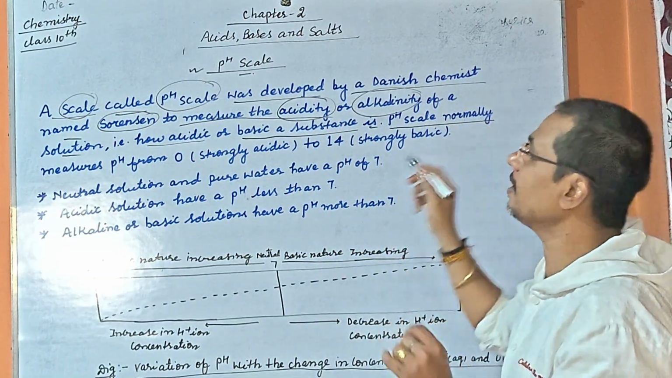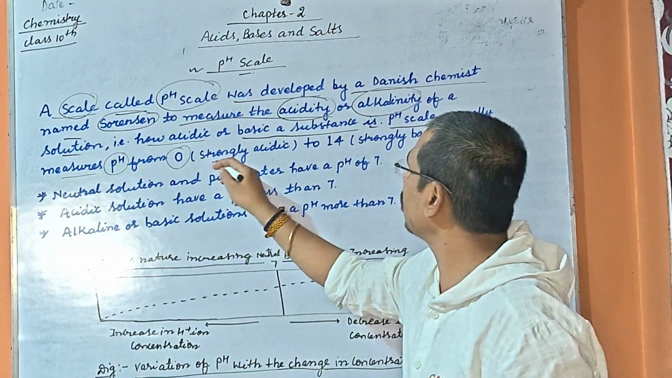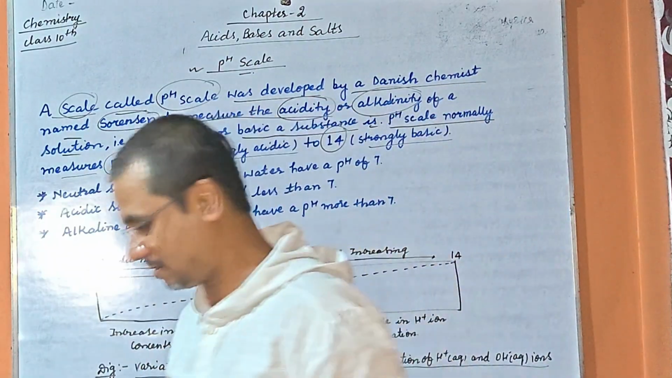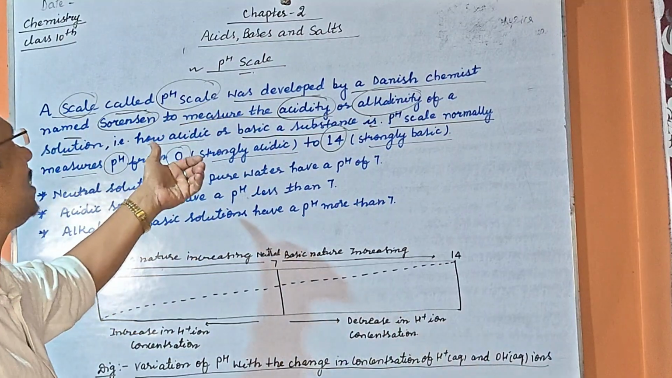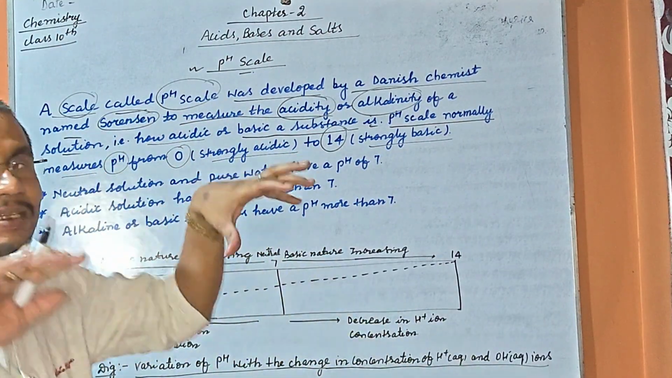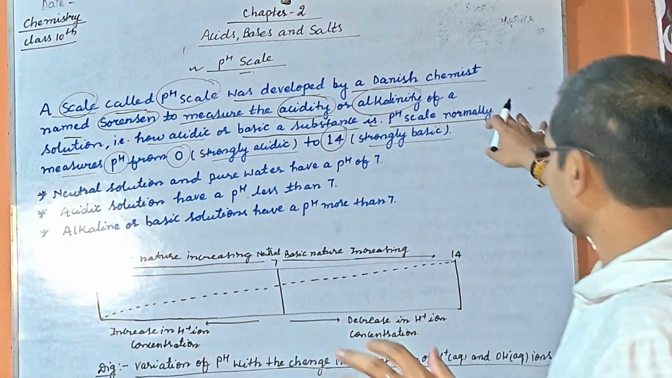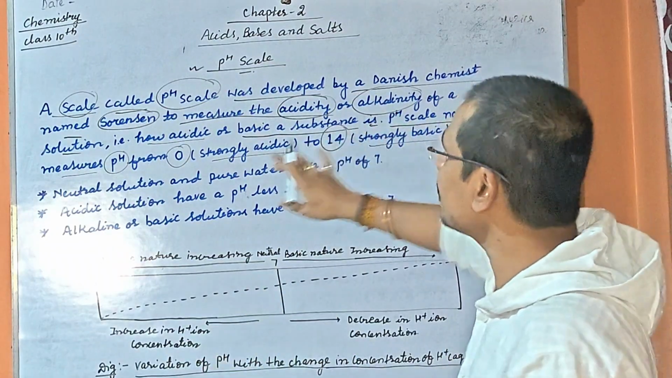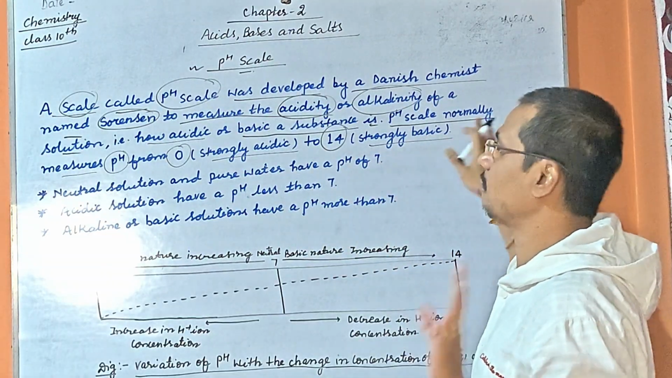The pH scale normally measures pH from 0, strongly acidic, to 14, strongly basic. What does it mean? It means that the pH scale was developed by Danish chemist Sorensen to measure the acidity or alkalinity of a solution, how acidic or basic a substance is. The pH scale measures pH from 0, strongly acidic, to 14, strongly basic.